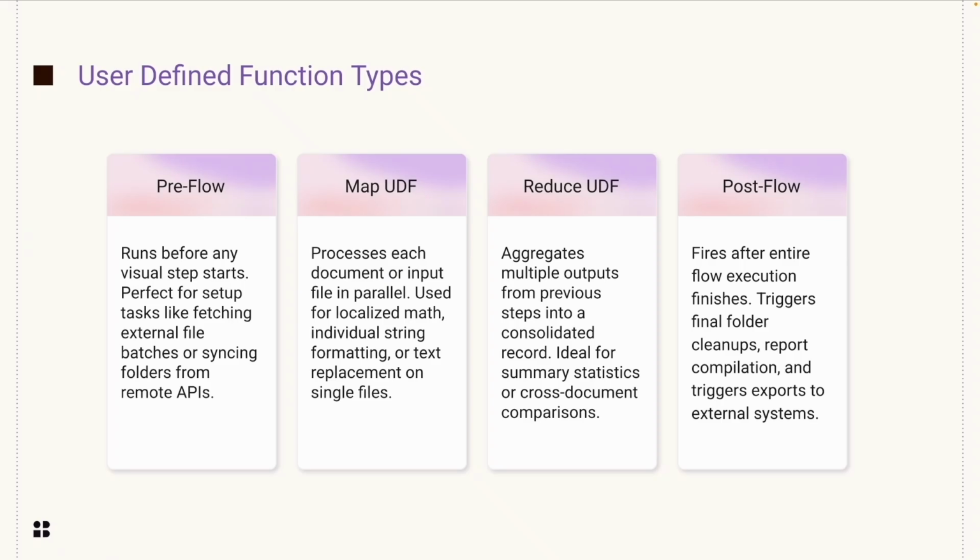First, we have pre-flow UDFs, which run before any visual steps execute, ideal for initial setup, like fetching batches of files from a remote API. Second, we have map UDFs, which process each input file in parallel, executing localized math or text cleaning on single documents. Third, reduce UDFs, which aggregate the output files from previous steps to generate consolidated records or summary statistics. And last but not least, post-flow UDFs, which run after the flow completes to trigger cleanup scripts, generate final reports, or export verified data downstream.